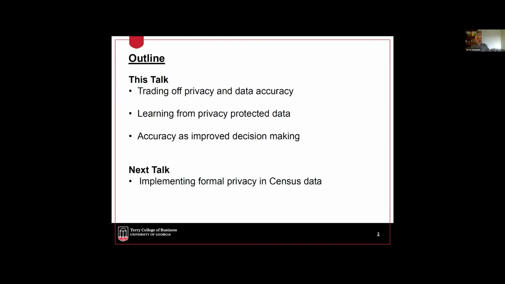And then finally, I'm going to talk a little bit about the concept of accuracy. We'll talk a lot about trading off privacy and data accuracy, but whereas the concept we get from differential privacy of a notion of privacy loss is extremely specific and very precise, the notion we get of accuracy is not so clear. And so I'm going to discuss accuracy in terms of improved decision making towards the end of the talk.